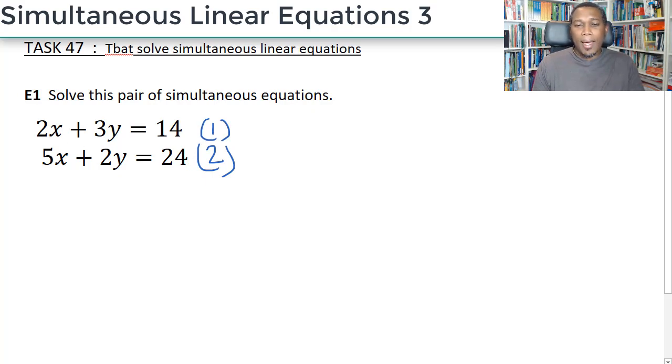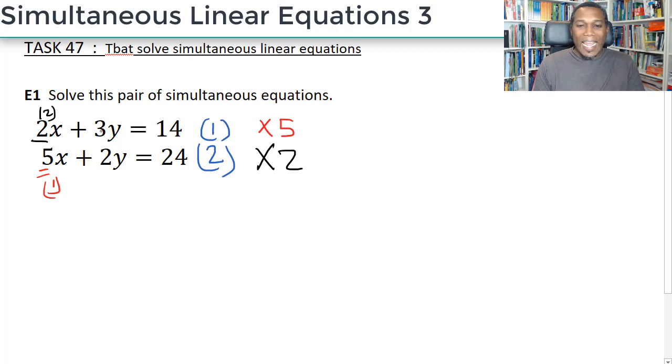What do I mean by that? 2 is the coefficient, the number in front of x in equation 1. So I'm going to multiply equation 2 by 2. 5 is the coefficient of x in equation 2. So I'm going to multiply equation 1 by 5. Equation 2 gets multiplied by 2, and I'll just put a little 2 here. Equation 1 gets multiplied by 5. And do you see what happens? Yeah, we're back in business.